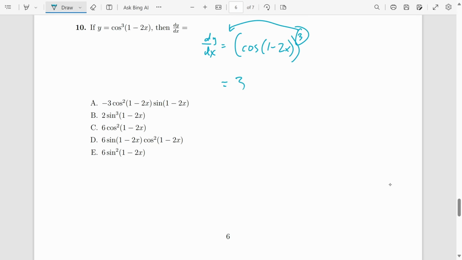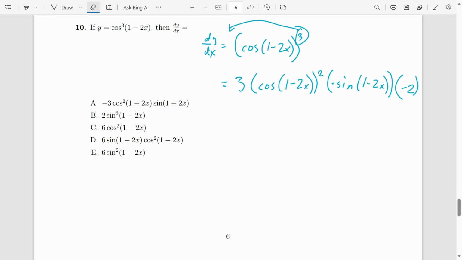So this equals 3 times cosine of 1 minus 2x squared, and then we have to do chain rule, multiplying by the derivative of the inside. We have to multiply by the derivative of cosine of 1 minus 2x. So this is going to be negative sine of 1 minus 2x times, we have to do another chain rule. We have to multiply by the derivative of the inside of the sine, the 1 minus 2x, and that is going to be negative 2.